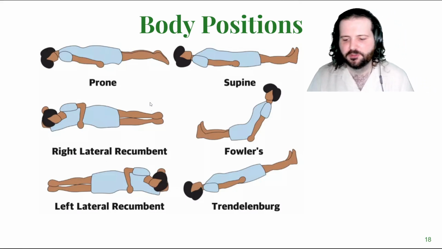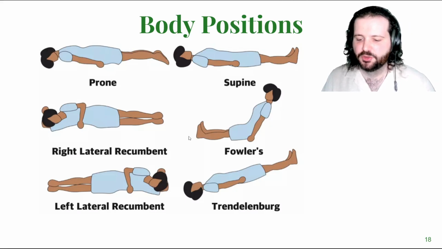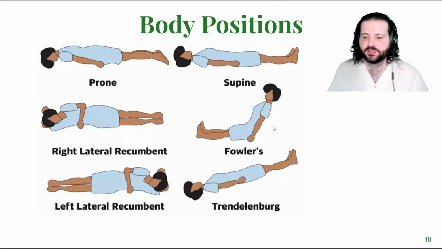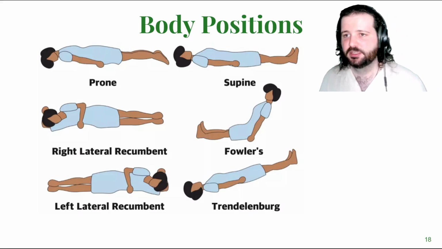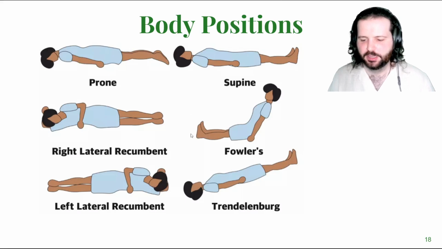Now, Fowler's, this is how we would transport somebody in an ambulance. This is just the normal body position that somebody has when you're sitting on a stretcher, right? Legs straight out with the back up. It's just the more comfortable position. We don't really have seats for somebody to sit in the back of the ambulance, but we do have that stretcher. So this is more how we transport somebody.